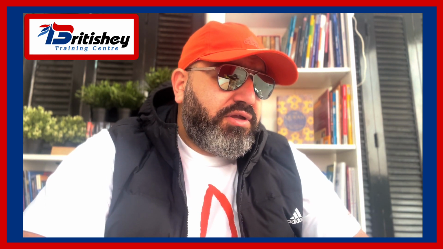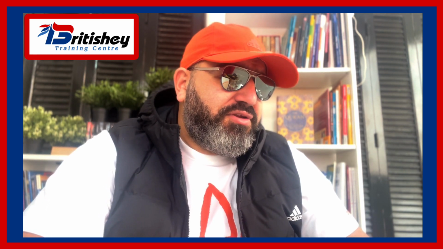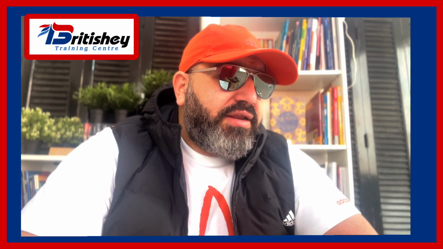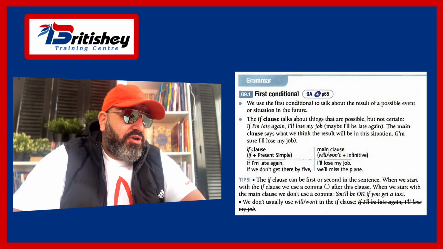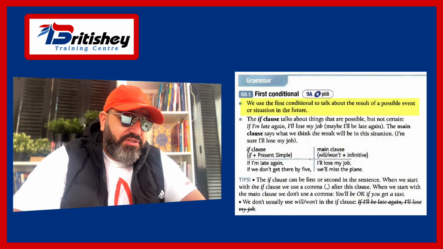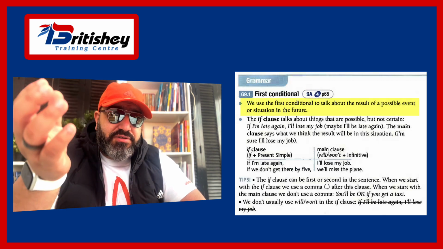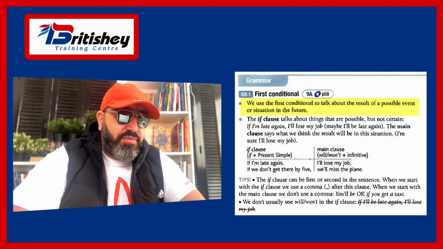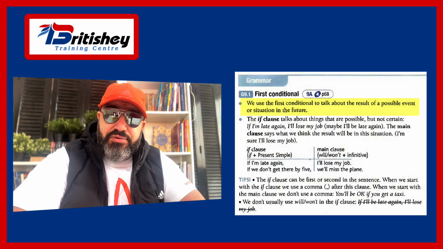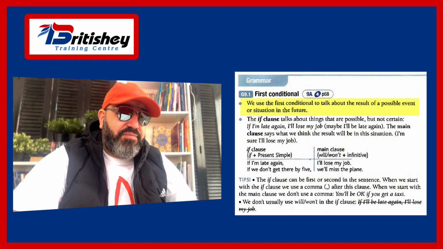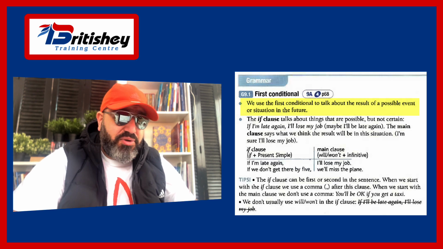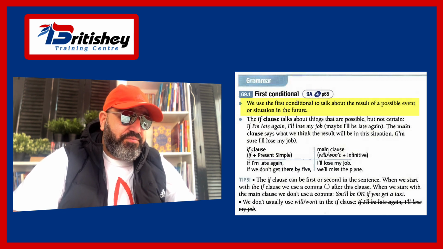Now, let's move to another structure. And this time, let's go, my friends, to the pre-intermediate level. And let's have a look here. Oh, first conditional. It says here, we use the first conditional to talk about the result of a possible event or situation in the future. So we have important elements here. We're talking about a result. We're talking about a possible event, and we're talking about the future.